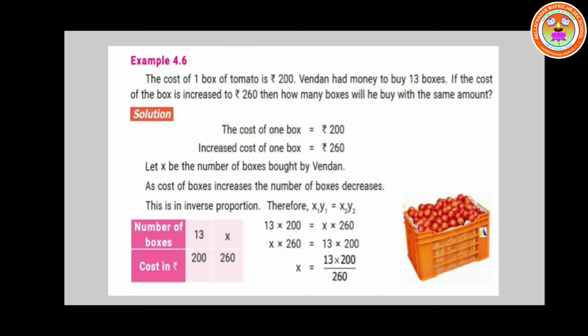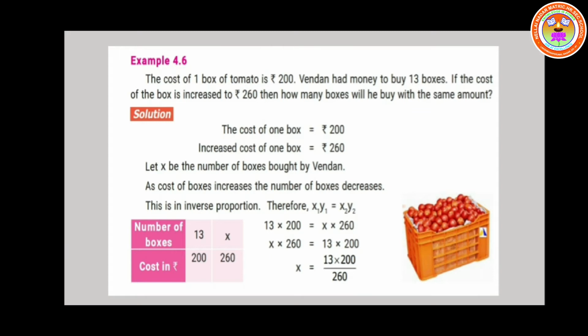Solution: the cost of one box is equal to rupees 200. The increased cost of one box is equal to rupees 260. Let x be the number of boxes bought by Vendan. As the cost of the box increases, the number of boxes decreases. When the cost increases, the number of boxes he is going to buy will get reduced. So this is an inverse proportion.